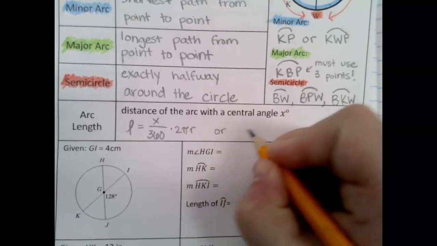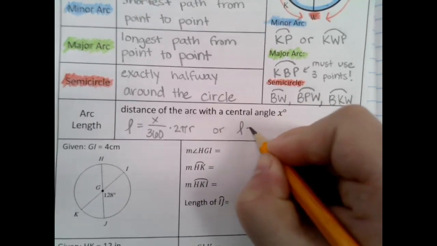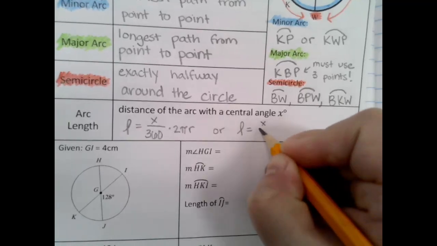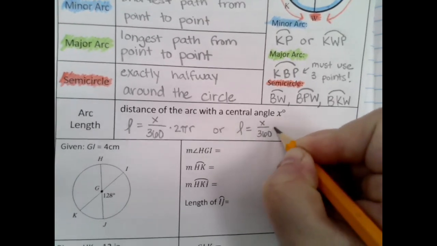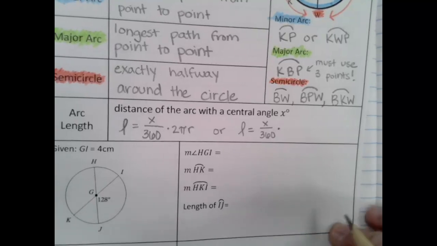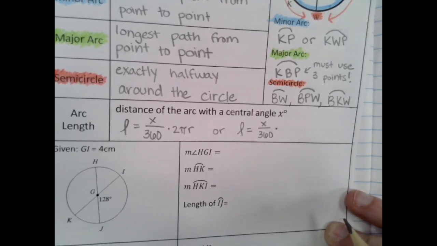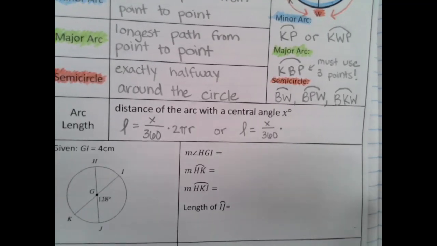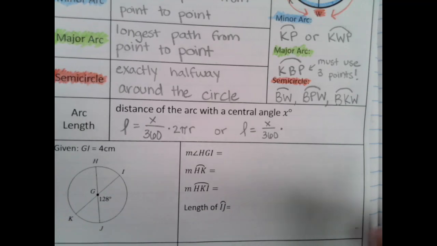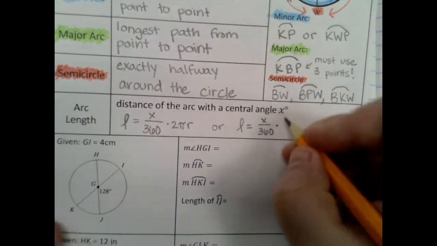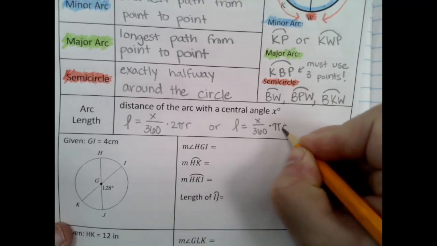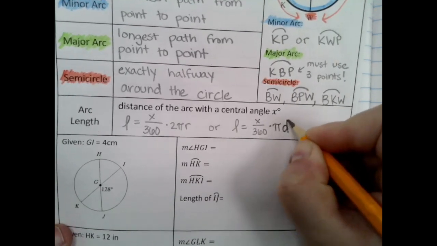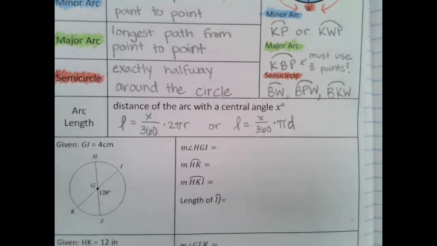Or we can say that the length is x over 360. What was our other formula for circumference, instead of 2 pi r? Pi times d. What does d stand for again? Diameter. Good.